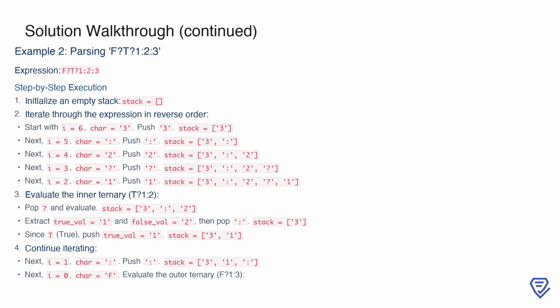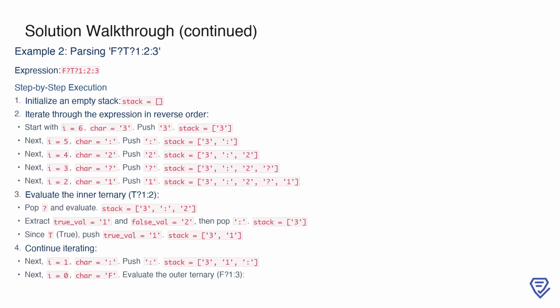At this point, we evaluate the inner ternary expression T?1:2. We pop question mark, extract the true value 1 and the false value 2, and remove colon. Since T is true, we push 1 onto the stack, replacing the evaluated ternary. The stack now contains 3, 1.